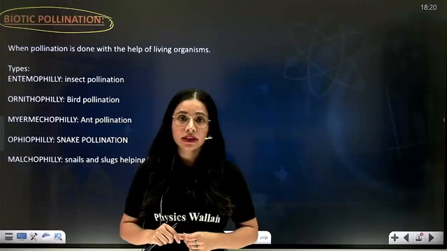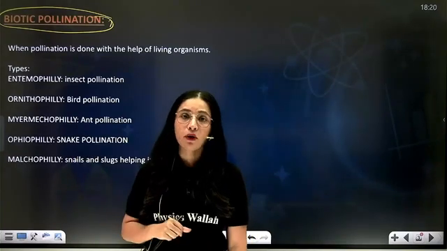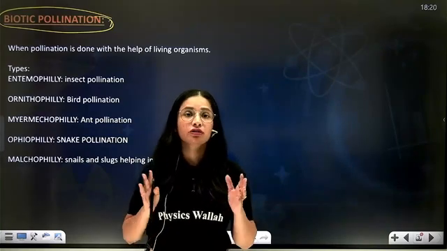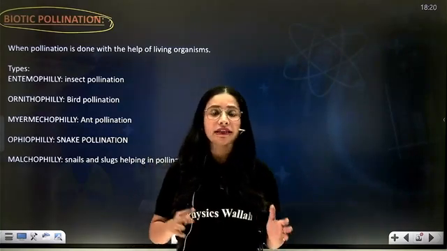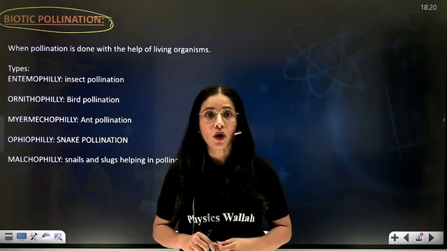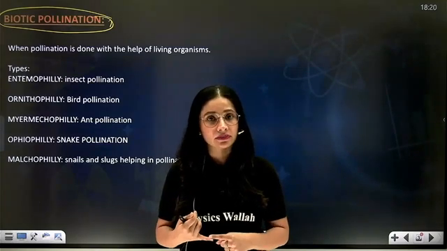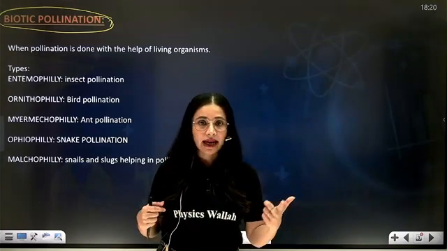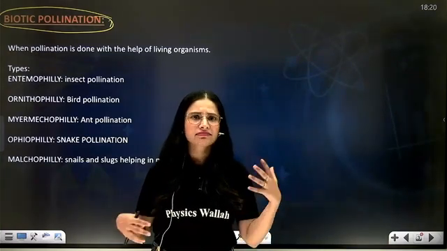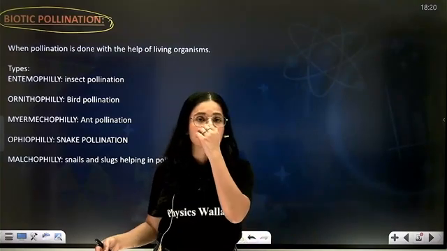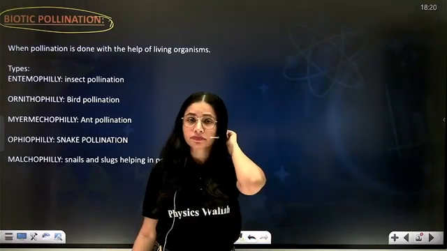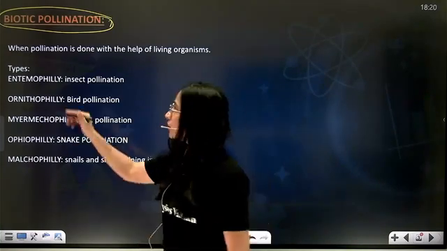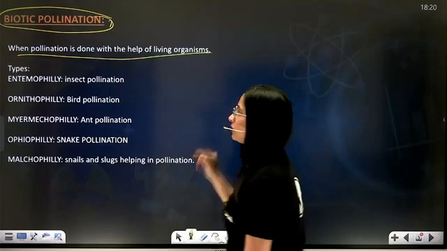Now today we are going to study about biotic pollination. Biotic pollination means when the transfer of the male gamete is done with the help of living organisms. These living organisms can be insects, snails, slugs, ants, snakes, any organism. If any living organism is involved in pollination, then it is known as biotic pollination. So first point, I hope it is clear to everyone.